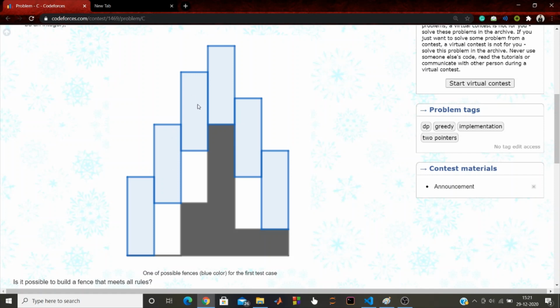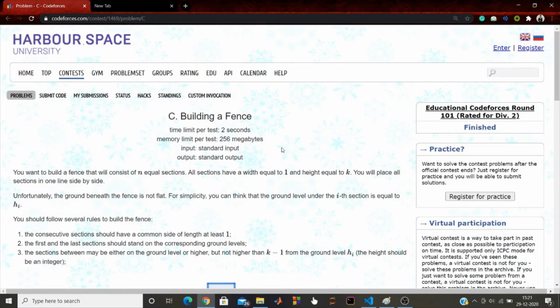Now we have to arrange them in such a way that at least some portion of length 1 is common with the adjacent slabs. We have also been given that the configuration of the first and last slab is fixed. You can go through this problem once. Now let us look at how we approach this problem.